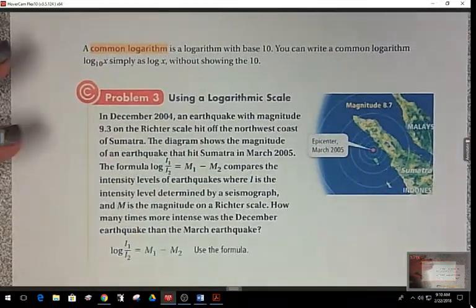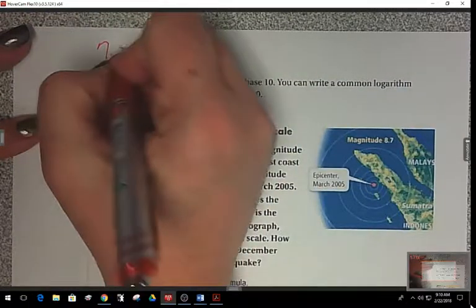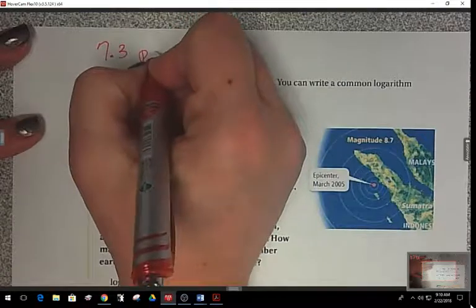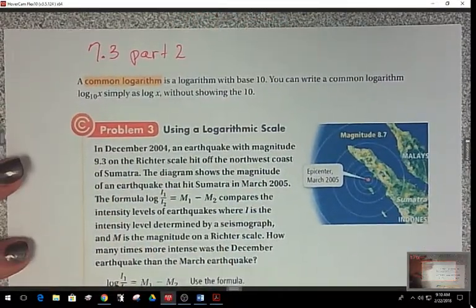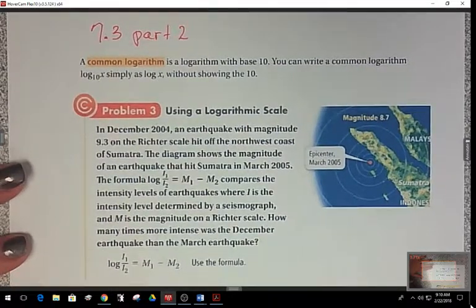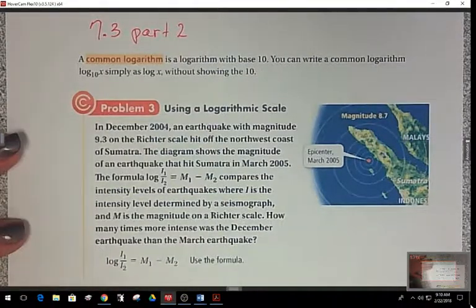Right, so this is a continuation of section 7.3. This is part 2. And it's just going to have 2 examples, but they're actually application problems. It shows you where you use logarithms.